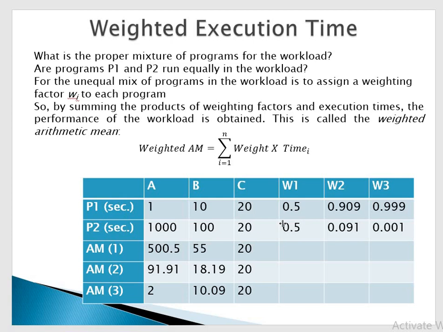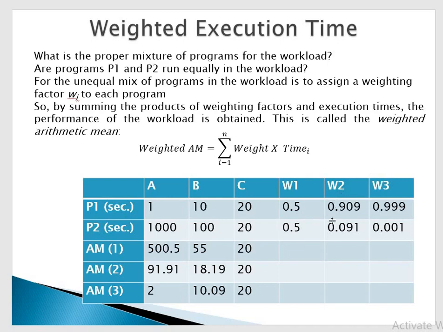But what will happen if there is unequal mixing of programs in the workload? We assign a weighing factor to each program. So what will we do? We can allot different weighing factors to the different programs. In this particular example, we are going to allot three different weighing factors to these two programs. In W1, it is equally divided.